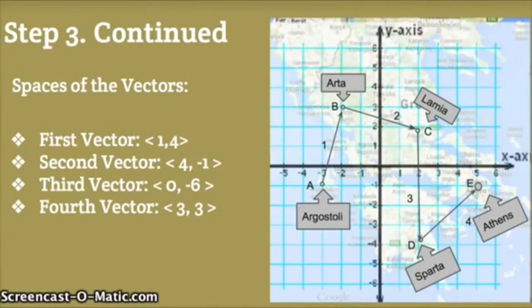So the spaces of the vectors mean how much space you have to go from one point to another point. Such as the first vector, you have to go 1 space to the right and go 4 spaces up to reach the other point. So the second vector goes 4 to the right and 1 down. The third vector goes 0 to the right or left and 6 down. And the fourth vector goes 3 spaces to the right and 3 spaces up.